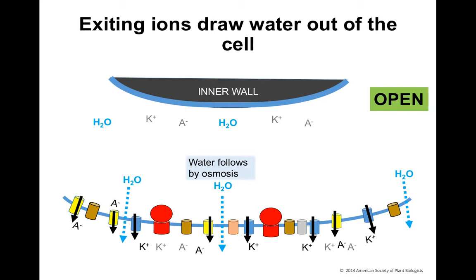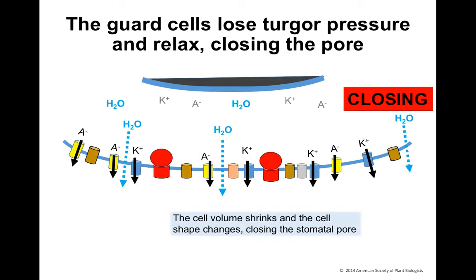Just like we talked about the first day when we were talking about water movements in the cell. Okay, so the osmotic potential goes down, and the water potential goes up, and then it moves from higher to low. Guard cells lose the turgor pressure and relax, and then they close the pore. Okay, so when the turgor goes down, the pores close. They're no longer pushing on those cell walls, and we have closed stomata.